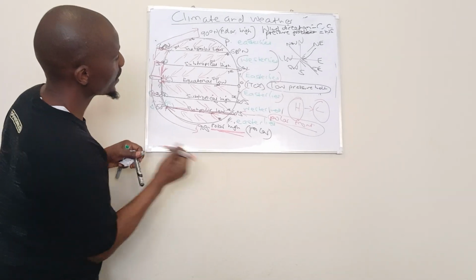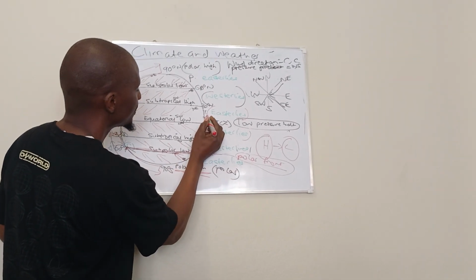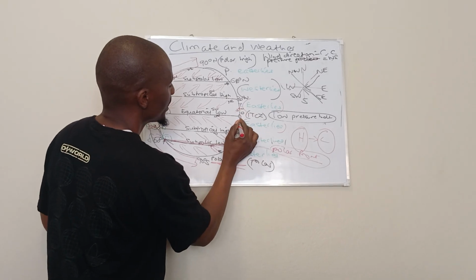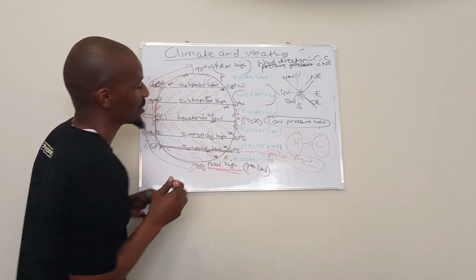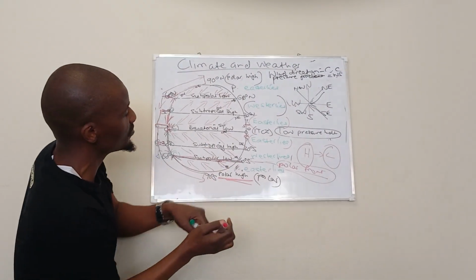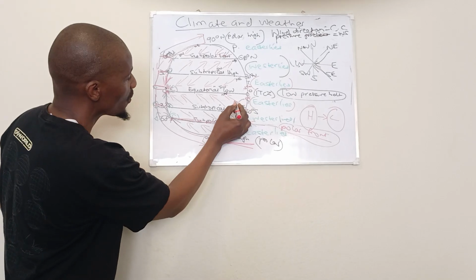Okay, so what happens? It starts at 5 degrees north, not 50, 5 degrees north and 5 degrees south. This is where it starts. In terms of its movement, it's more affected by the easterlies. In terms of movement, it moves going this side.